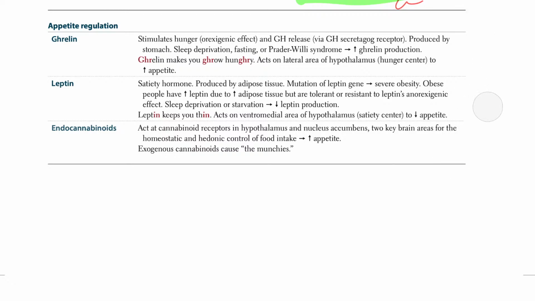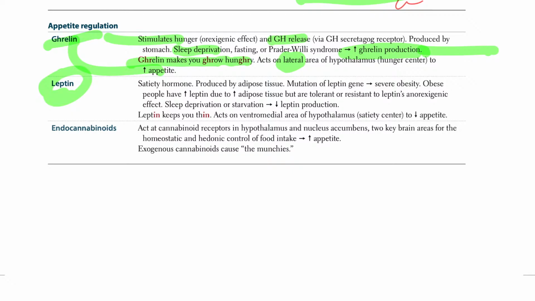Okay, again, very easy, but very important, okay? All we have is ghrelin, an important mnemonic: ghrelin makes you grow hungry. Simple. It's going to stimulate hunger and also growth hormone release. Sleep deprivation and starvation are going to cause increased ghrelin production. It acts on the lateral area of the hypothalamus, causing increased appetite.